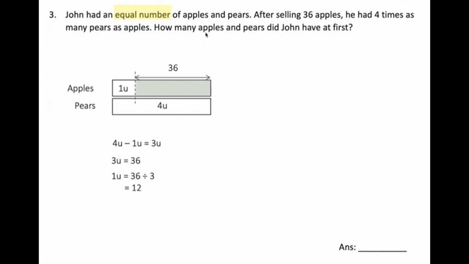Make it a habit. Every time you get a value of 1 unit, read the question again to make sure you answer the right thing. Apples and pears. How many apples and pears did John have at first? So we are talking about everything at first. Now, you can find pears at first will be 4 times 12, right? 48. Since apples and pears are equal, 48 times 2, 96. So be careful. A lot of people just give 48 instead of 48 times 2.